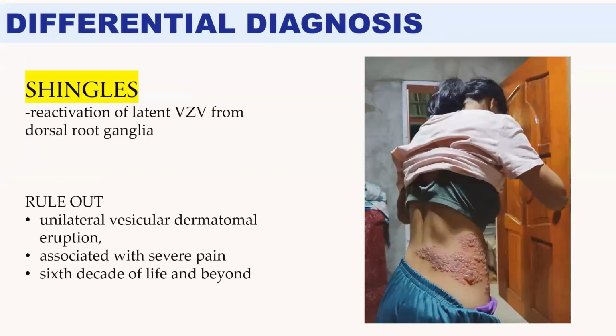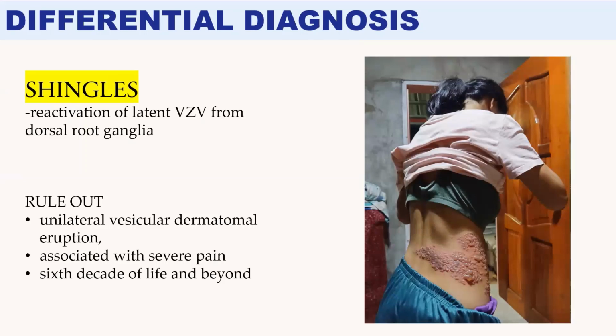For the differential diagnosis, we can consider herpes zoster or shingles, which is a sporadic disease that results from the reactivation of latent varicella zoster virus from dorsal root ganglia. Most patients with shingles have no history of recent exposure to other individuals with varicella zoster infection. We ruled out shingles since the patient's lesions were generalized.